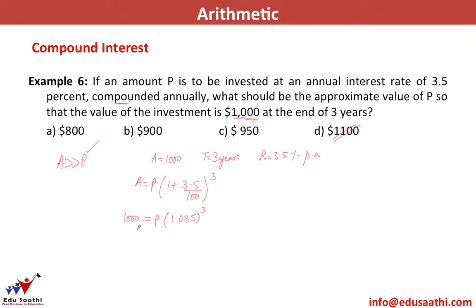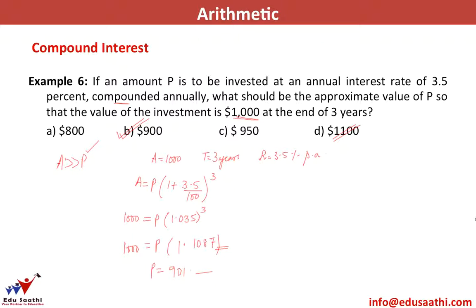1.035, you can solve for the cube of 1.035, and if you just solve it out, that value comes out to be approximately equal to 1.1087. If I just take this much value is equal to 1000. Again, calculator is there with you. So you divide 1000 with 1.1087 and you will get your answer. If you solve it out, something close to around 901 point something, because I've truncated. So the value of P that you should have invested would be $900.